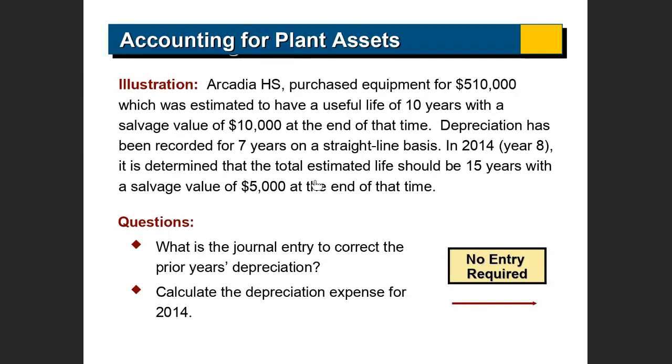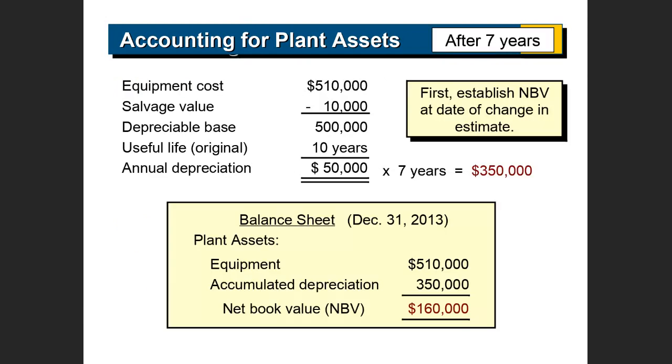So let's take a look at what happens. This is the original calculation. You have a $510,000 asset, subtract the 10,000 salvage value, and you have 500,000. Divide that by 10, and you have 50,000. So far so good. The depreciation should be 50,000 every year. You have done this for 7 years already. So 50,000 times 7 years. Every year 50, 50, 50, 50.